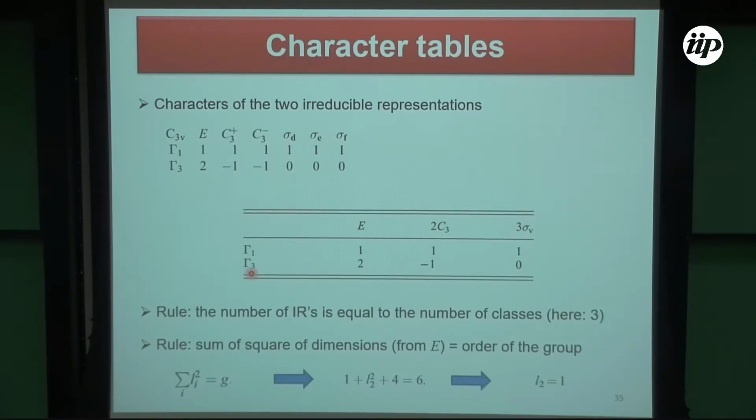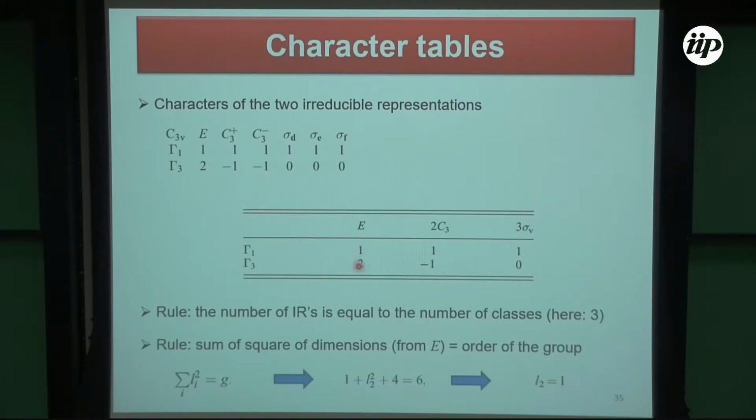I have three classes, so I need to have three irreducible representations. So this has to be a square matrix here, basically. There's another rule. The sum of the squares of the dimensions is the same as the order of the group. The order of the group here is the number of symmetry operations I have, which is 6. This group has order 6, and the sum of the squares of the dimensions of the irreducible representations has to be 6.